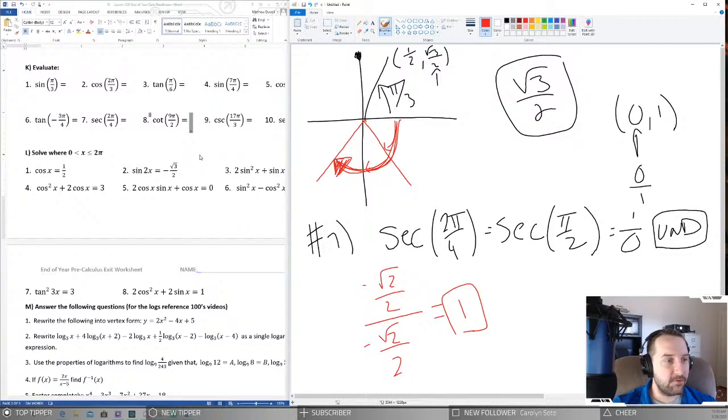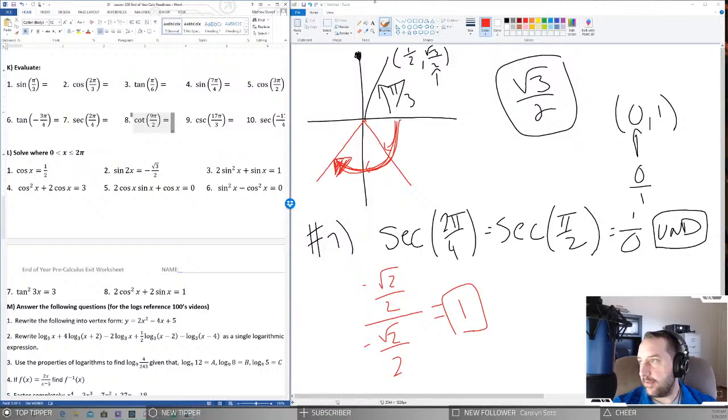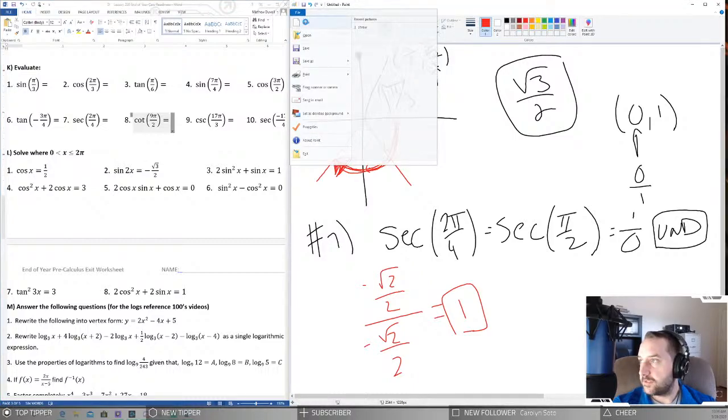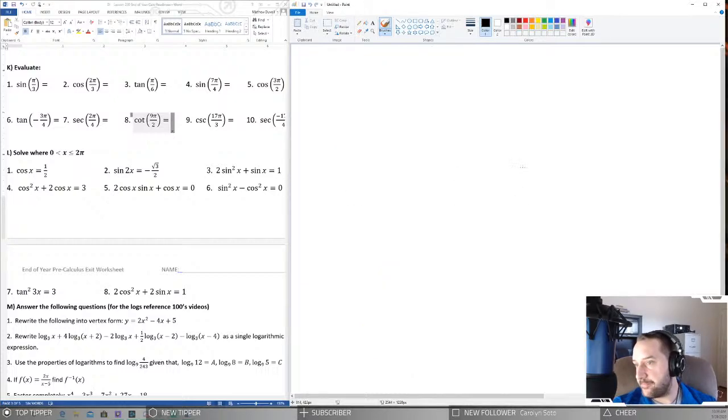It's probably a really quick and easy review of the unit circle, hopefully. All right, part L. Solving where x is between 0 and 2 pi. So let's do a quick review with the first one.